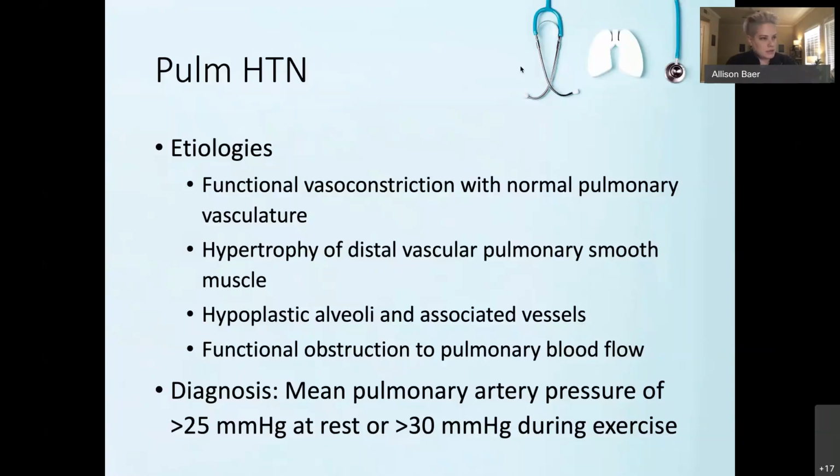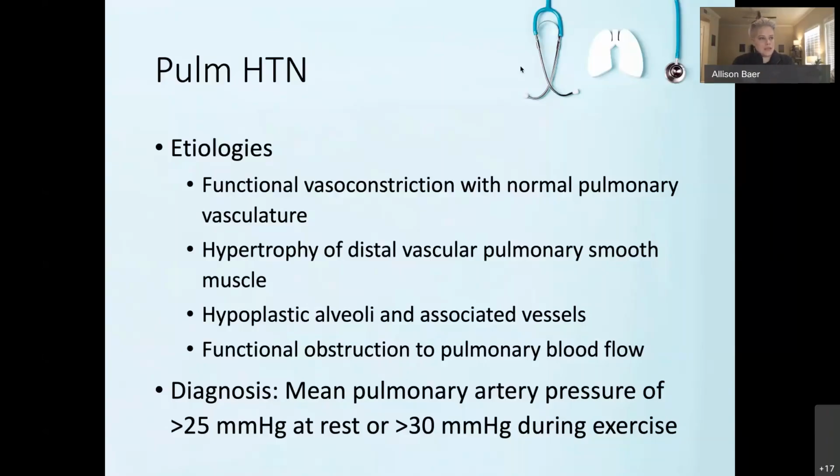So this is like congenital heart disease. Those alveoli don't get a chance to develop like they should, and the vessels around them, and so it's caused from that. And then you can get it from a functional obstruction to pulmonary blood flow. So think thick blood, like polycythemia or hyperfibrinogenemia. But a diagnosis of this is a mean pulmonary arterial pressure of more than 25 at rest or more than 30 during exercise.